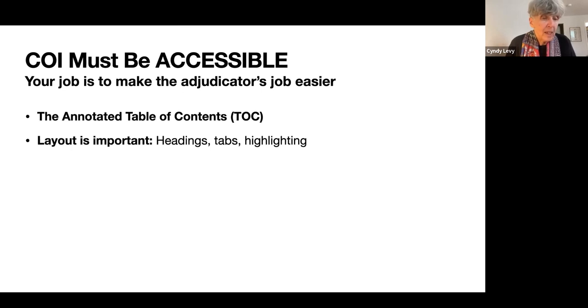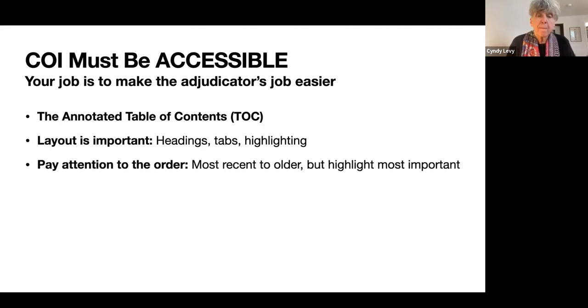You will look at the layout. Don't assume that the individual, the adjudicator, is going to have time or interest in going and reading all of these articles. So you want to lay it out easily accessible. You look at the order. Most important, always first, but after that go from recent to the older articles, but always highlighting what do you really want to stand out? What do you want them not to be able to miss?